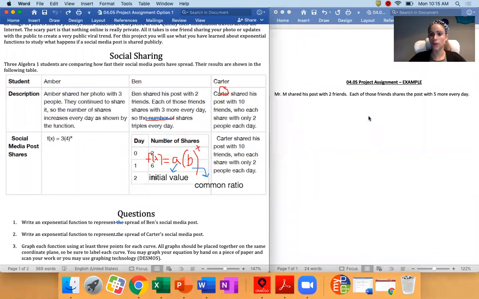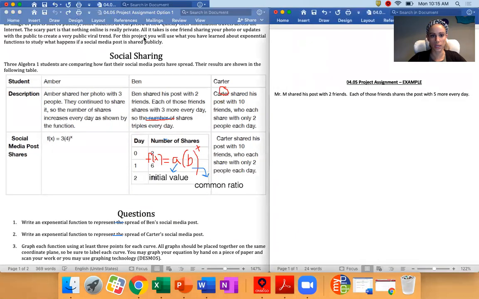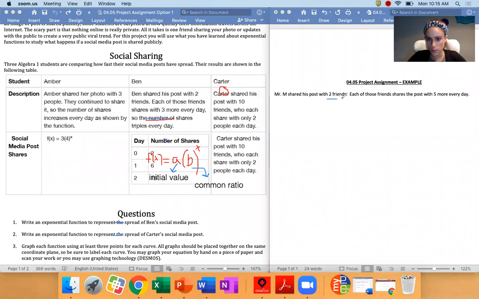So over here on the right, you will see an example that we're going to be working with. Mr. M shared his post with 2 friends. Each of those friends shares their post with 5 more every day. So if we analyze our information, he shared his post with 2 friends and then 5 more every day. When we look at this, we need to analyze, all right, what is our A value, our initial point, and what is our B value, our common ratio?